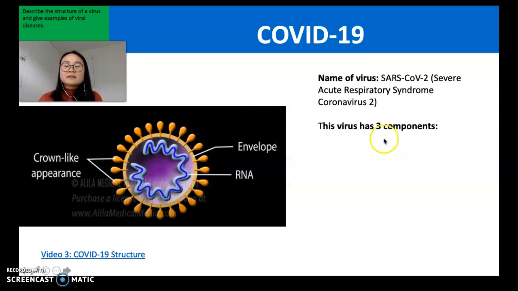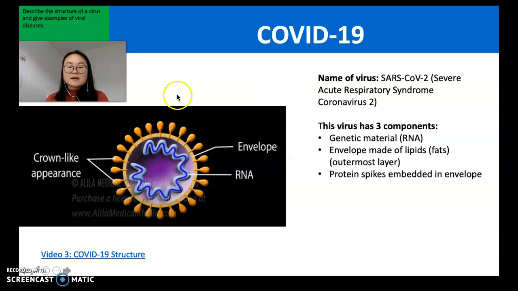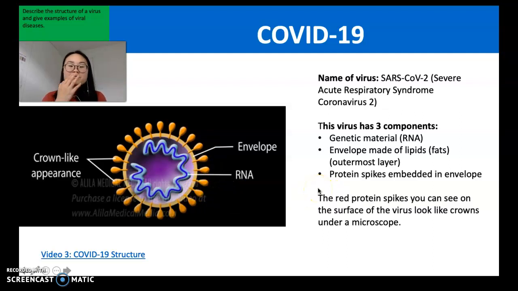Awesome. So this virus has 3 components. In blue, you've got the genetic material, in this case RNA. This virus also has an envelope made of fats, the outermost layer. And inside that envelope, you've got these yellow or orange spikes. They are protein spikes. And when you look at this virus under a microscope, you'll see that these spikes actually look like crowns. And that's why this group of viruses, which all have these crown-like spikes, are called coronavirus, because corona is Latin for crown.